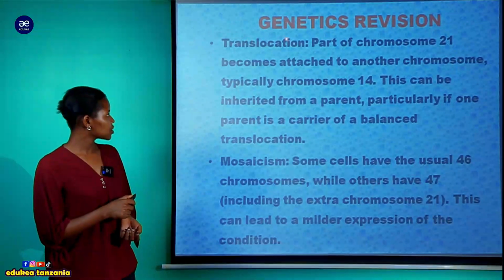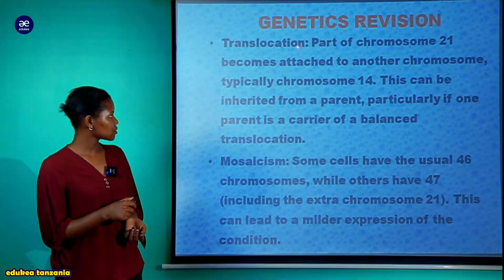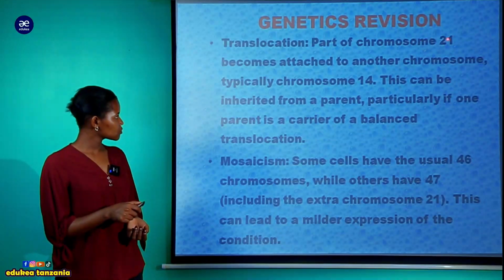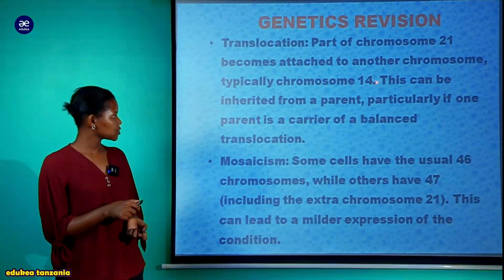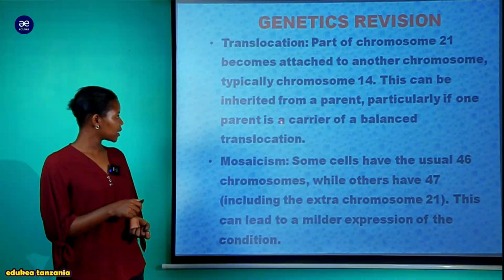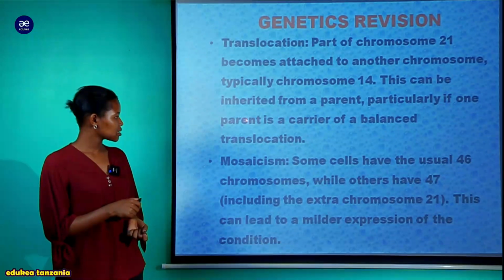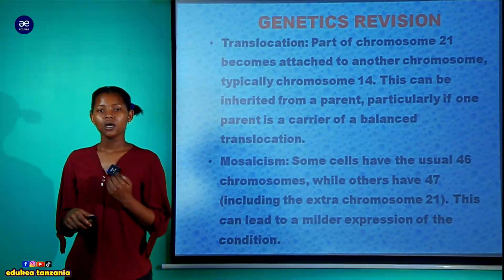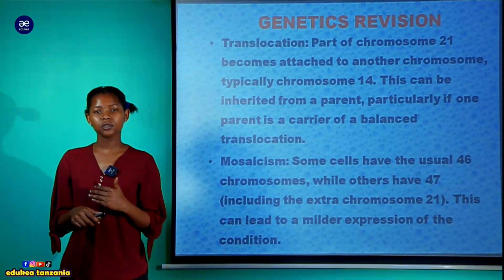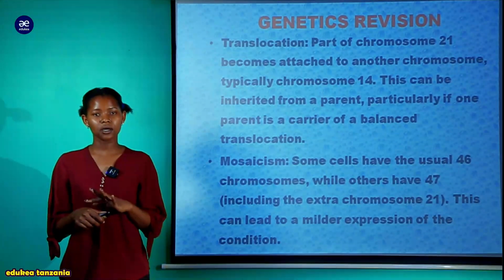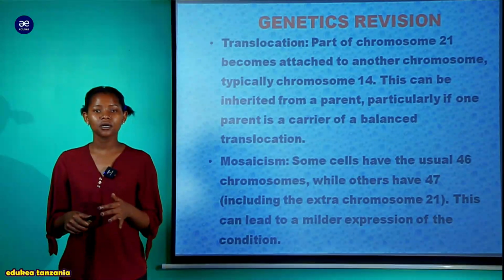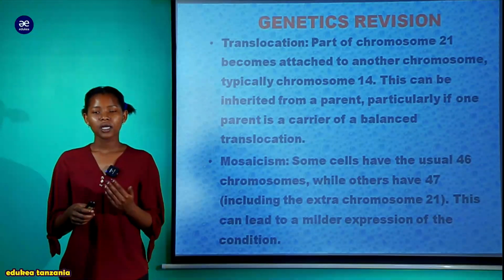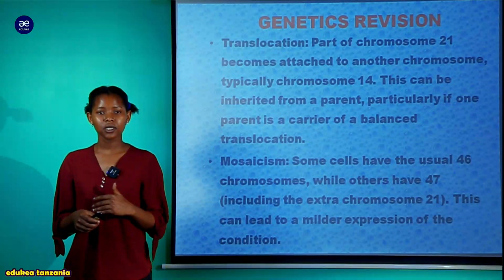And another one is translocation. Another mechanism is translocation. You can see part of chromosome 21 becomes attached to another chromosome, typically chromosome 14, and this can be inherited from a parent, particularly if one parent is a carrier of a balanced translocation. Kwa translocation, process ni ile process ambayo chromosome number 21 inajishikiza katika chromosome nyingine, particularly chromosome number 14, na then mostly inakuwa inherited hasa kutoka kwa wazazi ambao wana translocation problem.